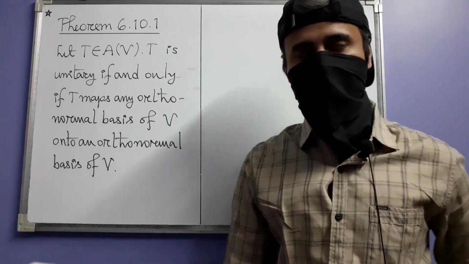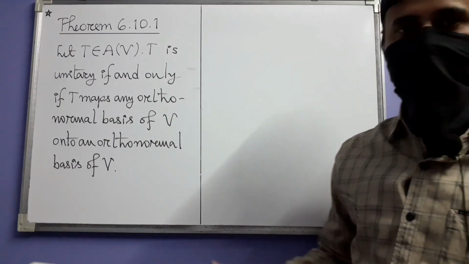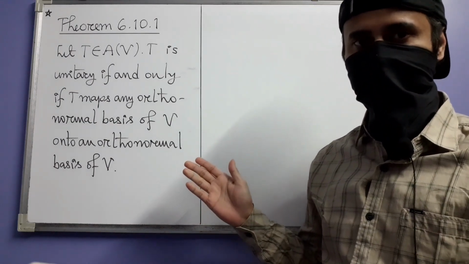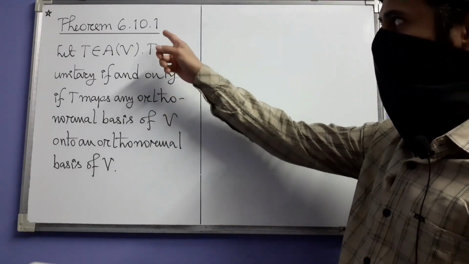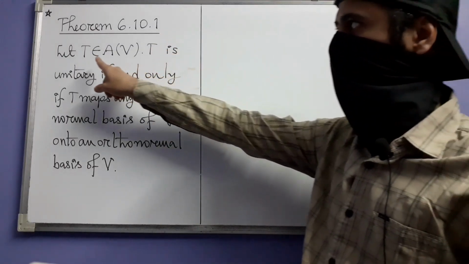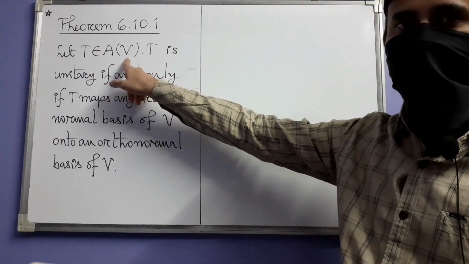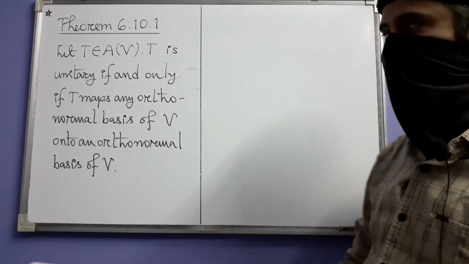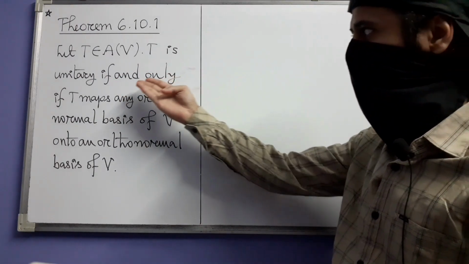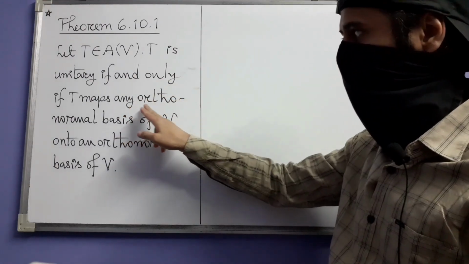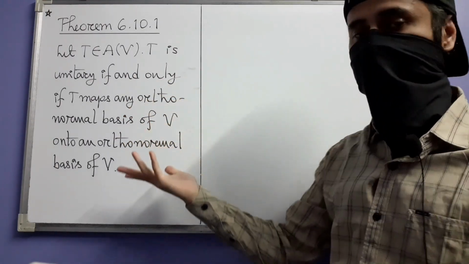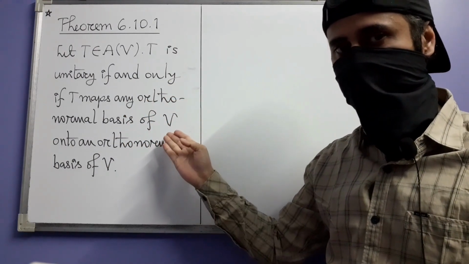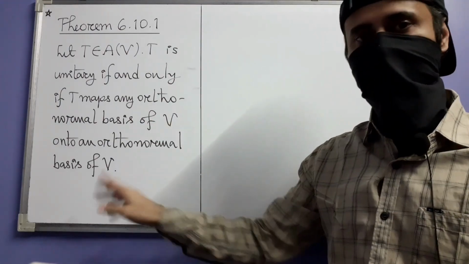Let's next see a necessary and sufficient condition for a linear operator to be unitary in theorem 6.10.1. So T is a linear operator on the inner product space V, which we already know is finite dimensional. Then T is unitary if and only if T maps any orthonormal basis of the space V onto an orthonormal basis of V.